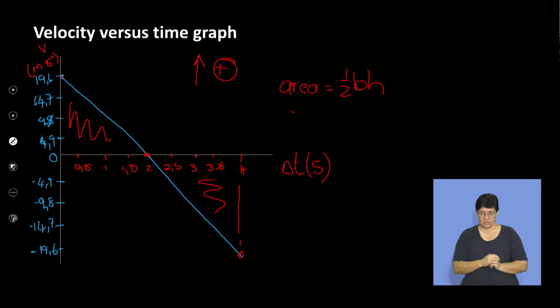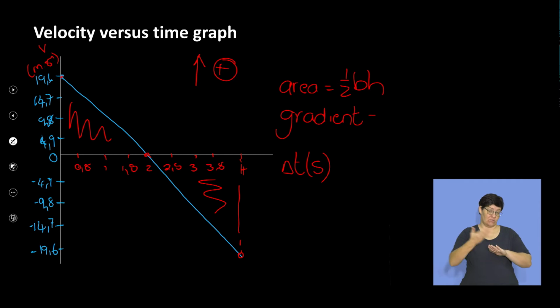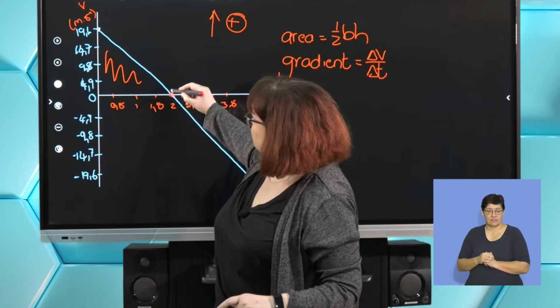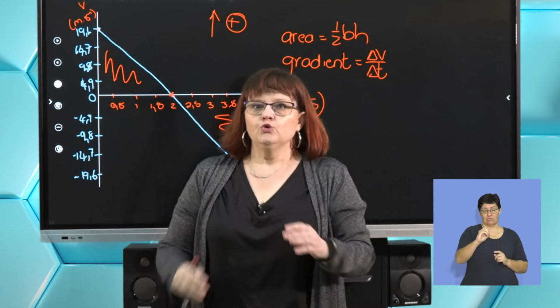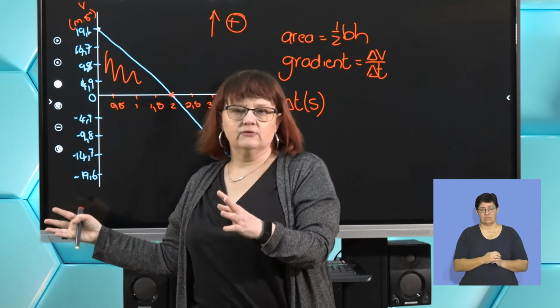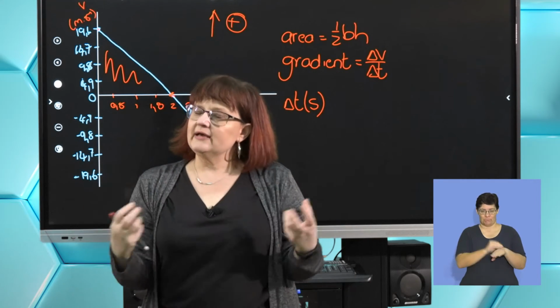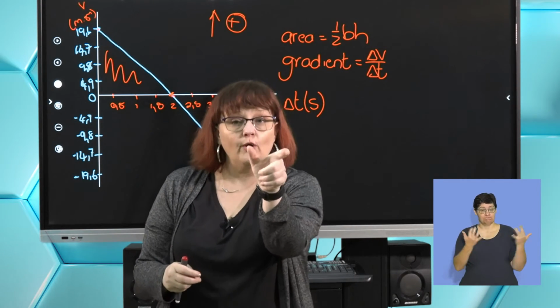Gradient, which gives me the acceleration, is the change in the y value, which is v, divided by the change in the time value. Please be careful with these ones, because what happens here is, say I use a point that's 0, you don't show the 0 in your calculation, and then you run into trouble. If you're working out a gradient, I must have 2 points.